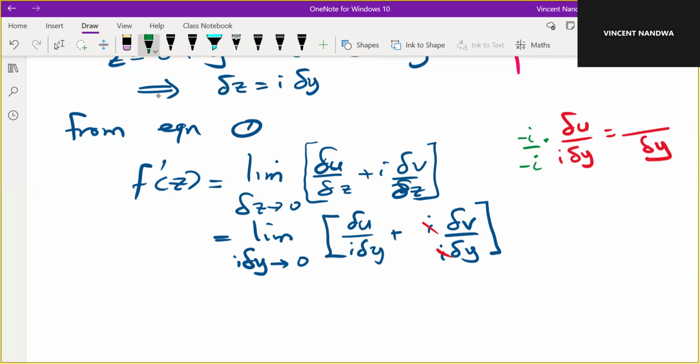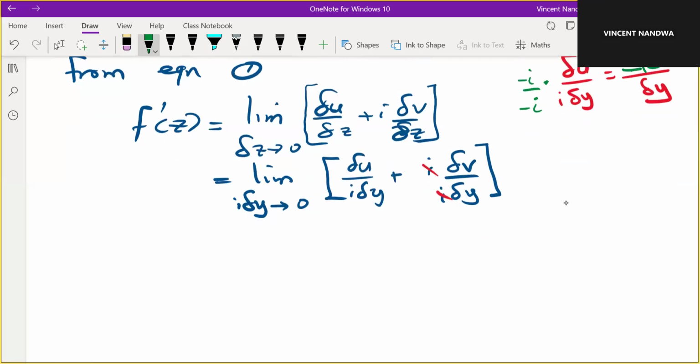Okay, what is i times i? i squared. So negative i squared. But what is the value of i squared? Negative 1. So negative times negative 1 gives 1. So the denominator will be 1, and then the numerator will be negative i delta u.